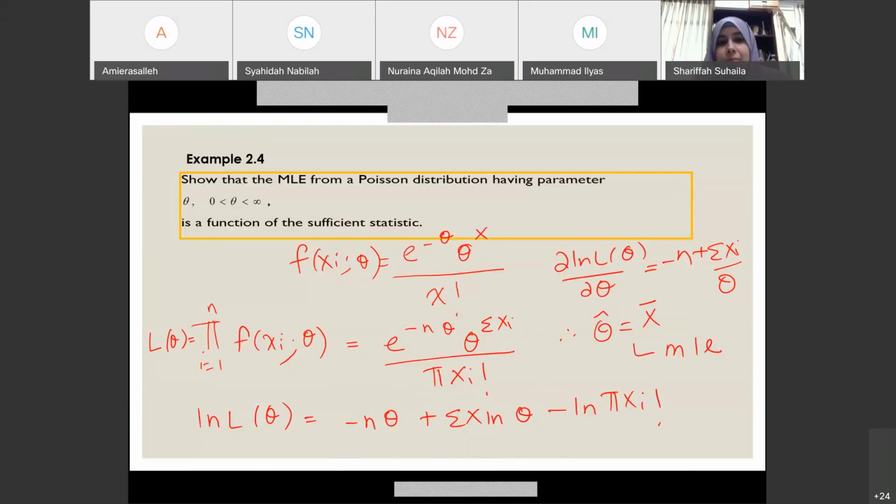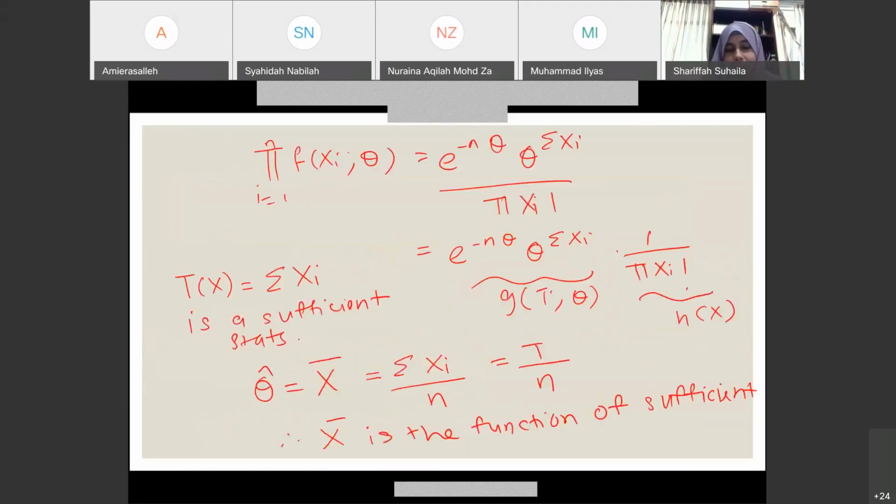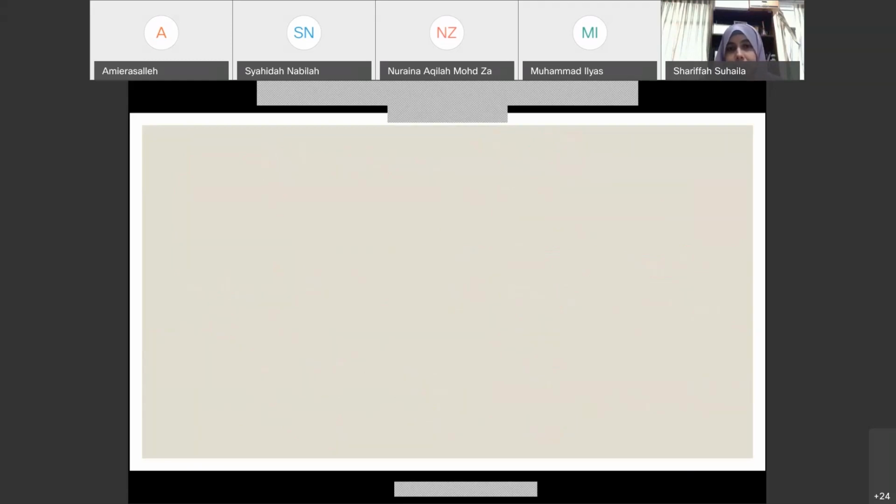You want to show that the MLE from a Poisson distribution having parameter theta is a function of the sufficient statistic. So we already derived the Poisson distribution. You find your likelihood function, set ln L theta, differentiate with respect to theta, and then you get your MLE. Next step, we form the same likelihood function, but we use the factorization theorem to find the sufficient statistic. So again, theta hat is S bar, but S bar can be written as summation Si over n. That's why here I replace with T over n. So that means S bar is a function of the sufficient statistic. Okay.